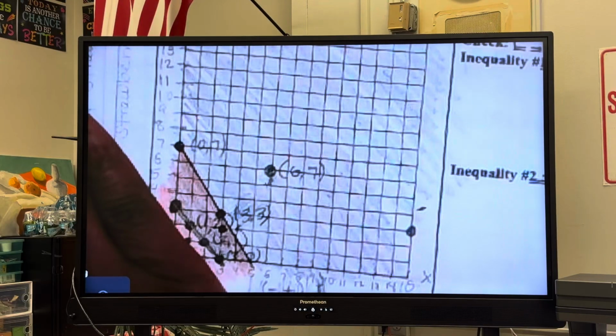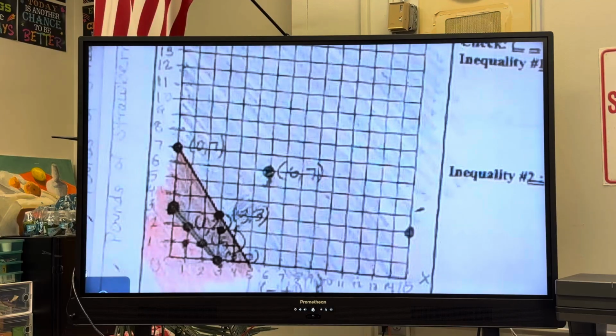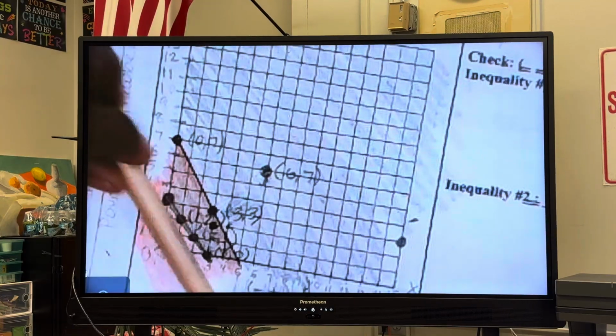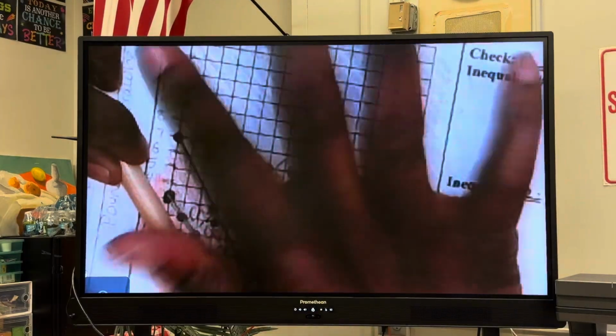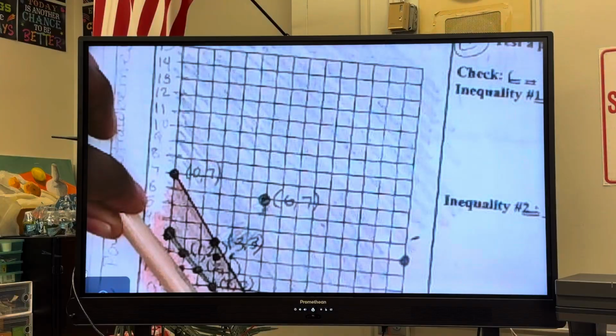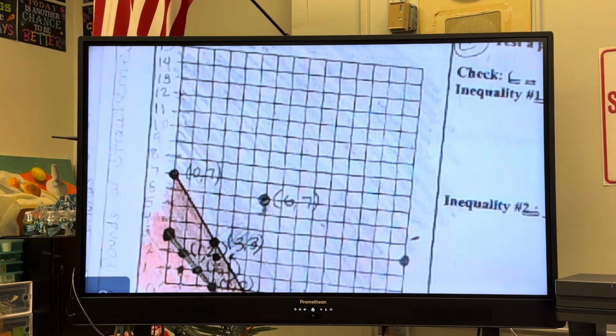Anything from this line up is going to meet the first condition. It's going to be 3 pounds or more. Are y'all with me? What are we looking for? We're looking for the things that meet both conditions.